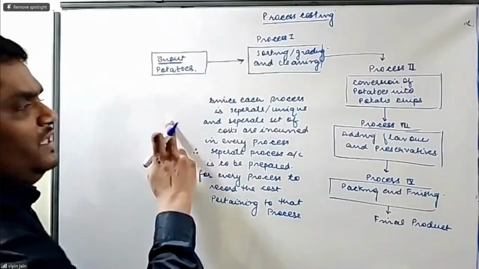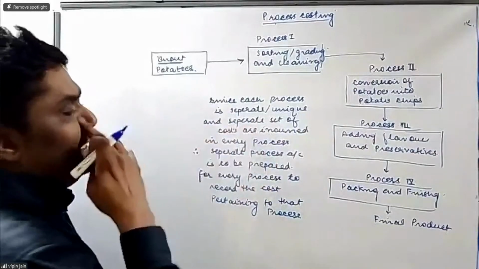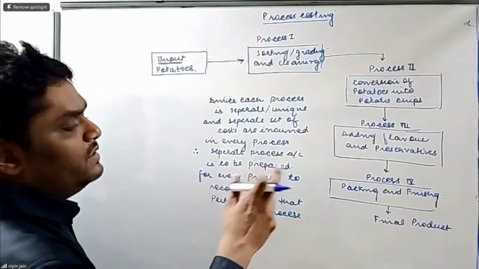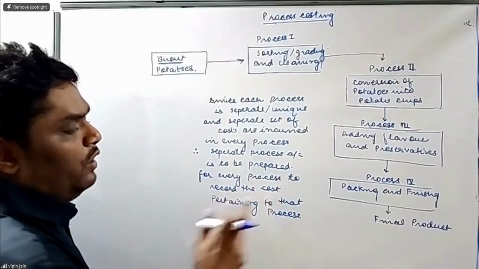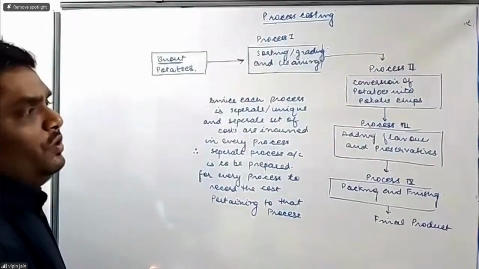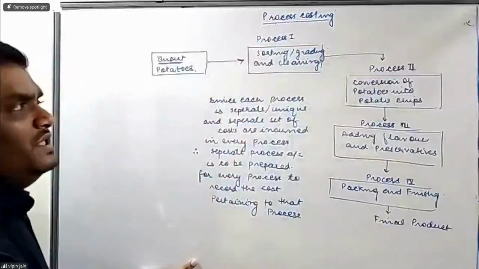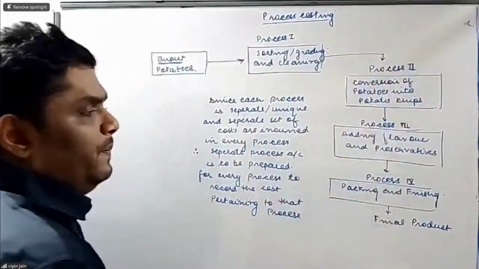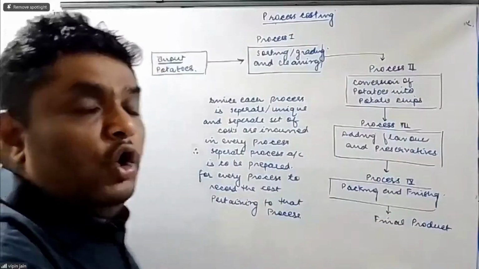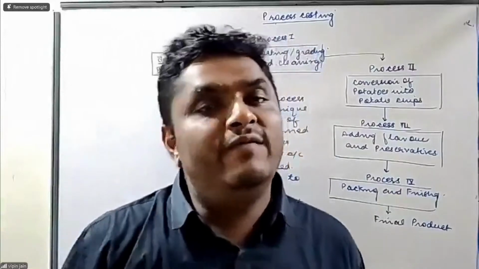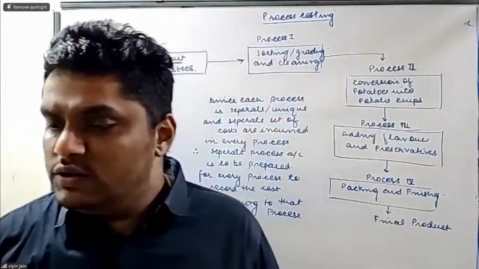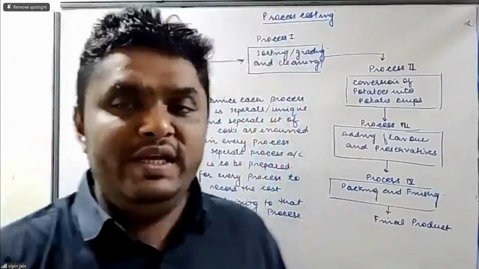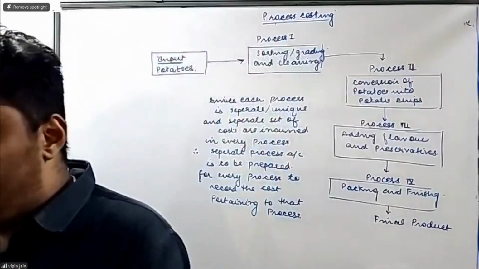So I repeat again, since each process is unique and separate set of costs are incurred in every process, therefore a separate process account is to be prepared for every process to record the cost pertaining to that process. So herein, process first account will be prepared, process second account, process third account, and process fourth account, to record the cost pertaining to every process. If you guys have any doubts or queries relating to this part, please post. Waiting for your queries. In the meanwhile, I request you guys to please copy this explanation.